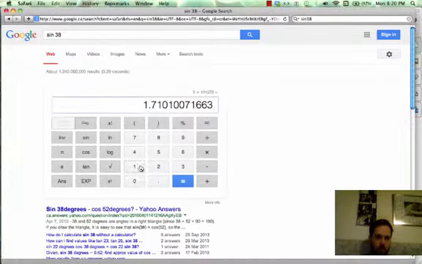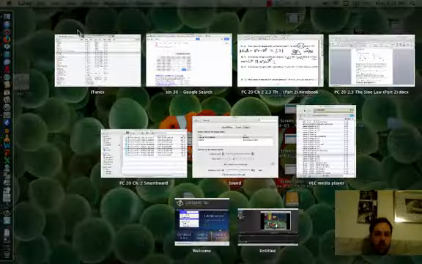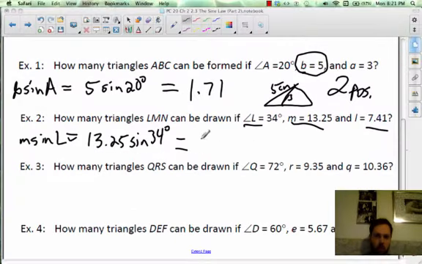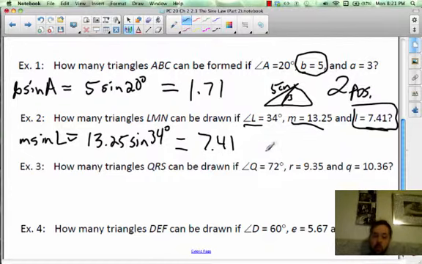13.25 times sine 34. So this is the shortest the other side can possibly be to make a single right triangle, 7.41. Okay, so this answer is 7.41. Now it just so happens that L has the exact side length of 7.41, which means it just barely reaches the bottom, which means it can only make 1 triangle, and of course it will be a right triangle.